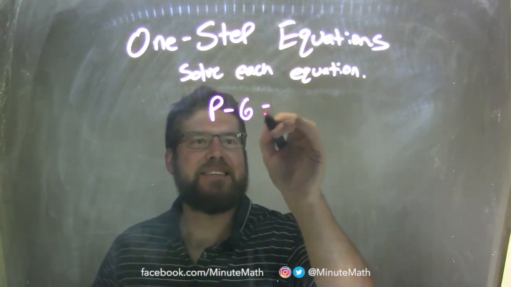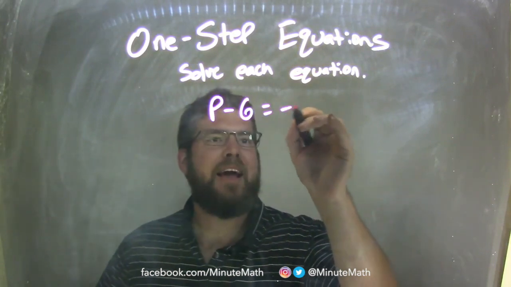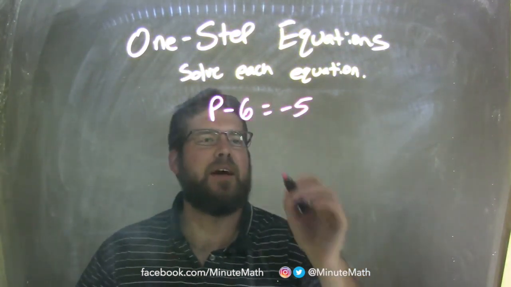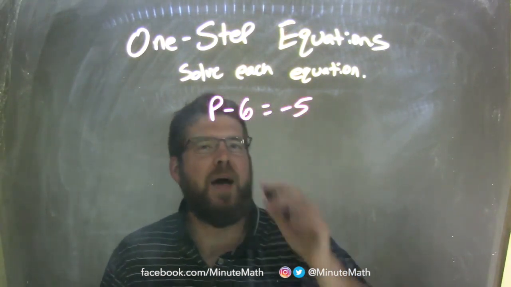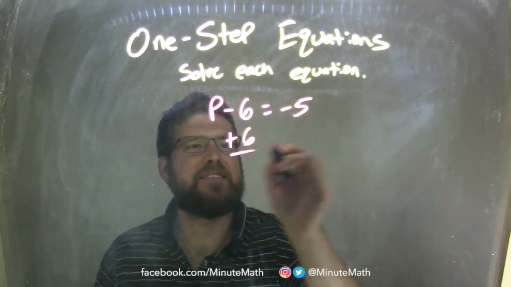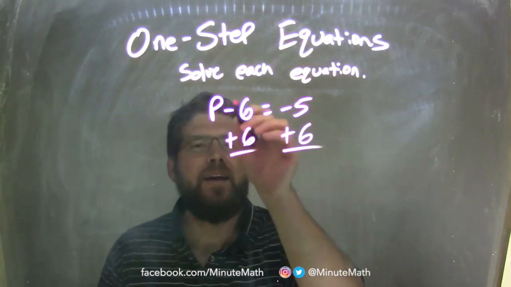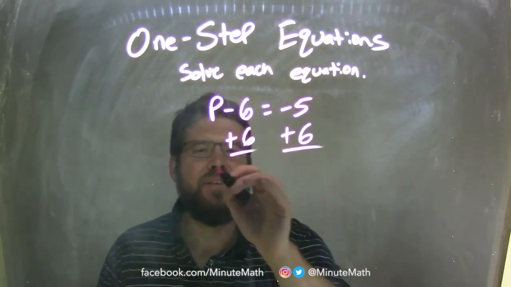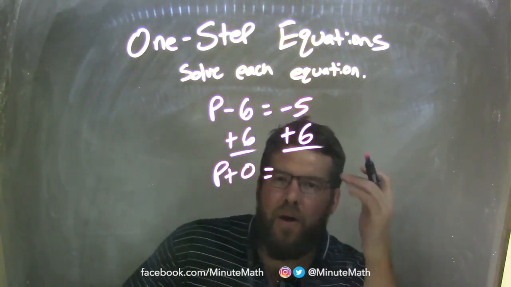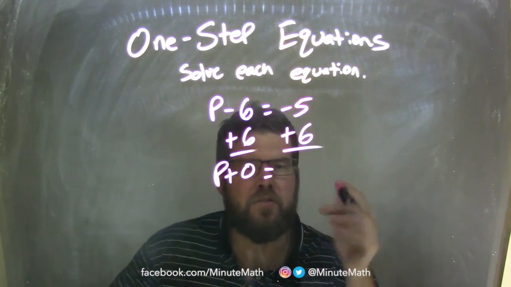p minus 6 equals negative 5. Well, if I was given p minus 6 equals negative 5, my one step would just be to add 6 to both sides. That's the opposite of that subtraction. So I'm adding a 6. Great. Minus 6 plus 6 becomes 0, so we have p plus 0 here. And now I have negative 5 plus 6. Now, the quick brain would say it's just going to be a positive 1.